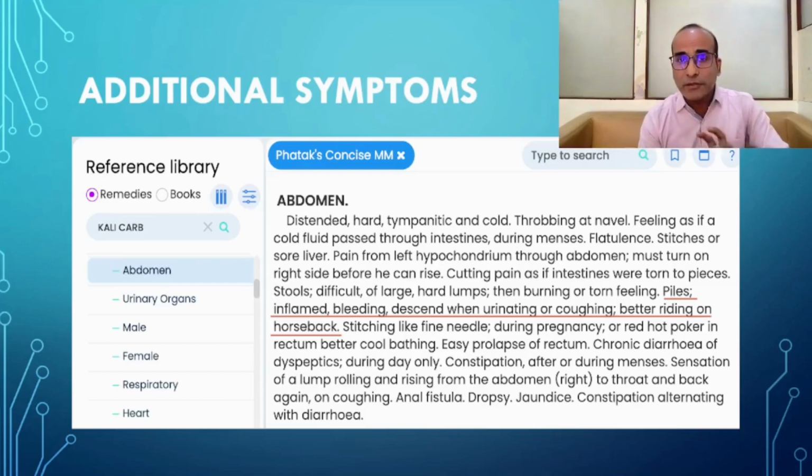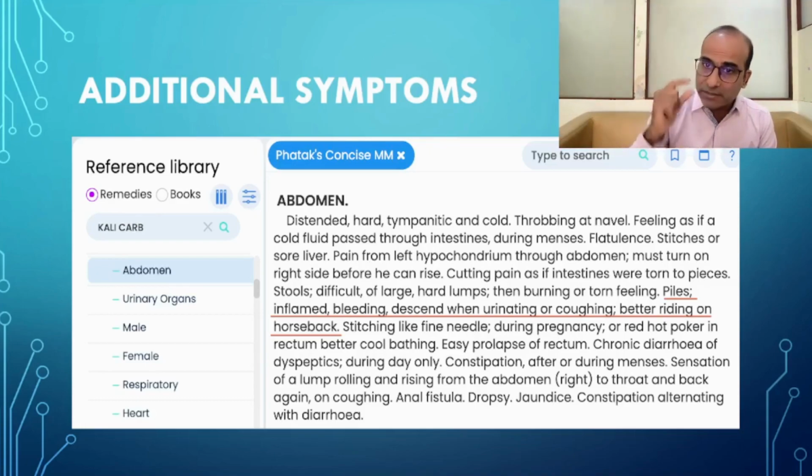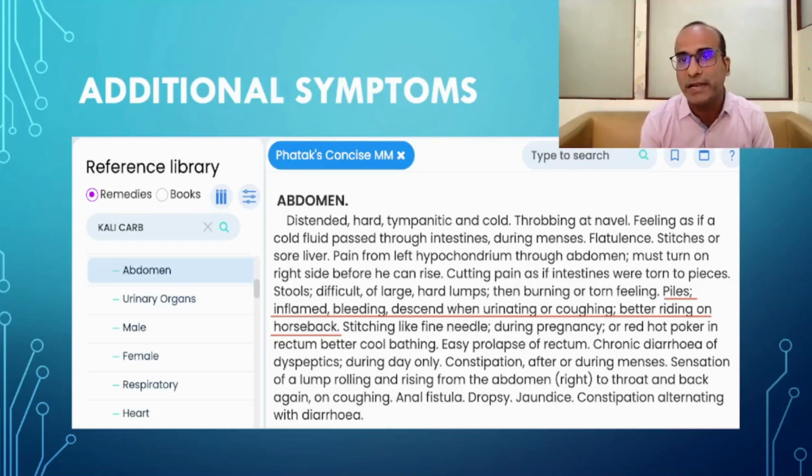So there are a few additional symptoms also which you cannot find in any other Materia Medica. In the preface, Phatak starts with the same idea. What he says is, you have to read different Materia Medica to get the complete idea, understanding of any remedy.